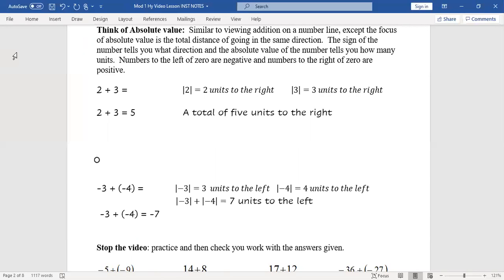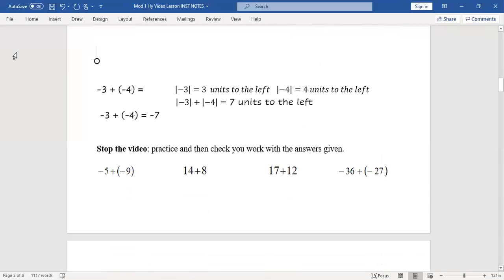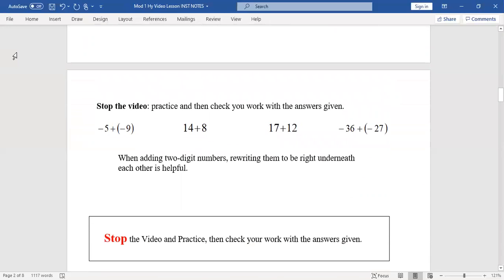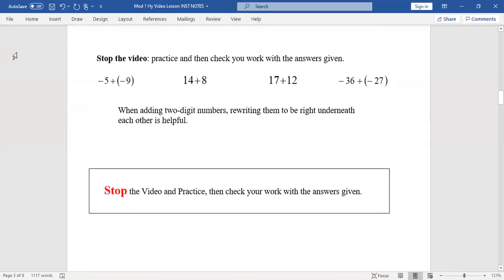So those are 3 separate different ways of thinking about adding integers. I'd like for you to go ahead and stop the video and try these 4 practice problems out. Try to add these integers without a calculator. Your mind is so much faster than a calculator. And later on, you'll have really large numbers that calculators will be great for, but you don't want to slow yourself down by adding and subtracting integers.